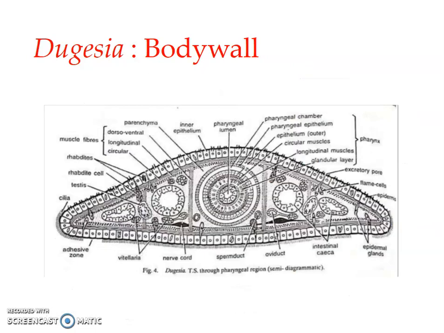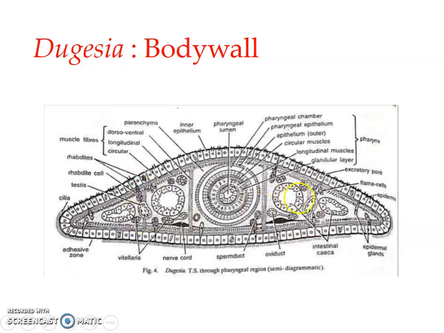As part of your practical syllabus, you are supposed to draw this diagram. You have to learn the parts that are found when a cross section of Dugesia is taken along the pharyngeal region. So you have to draw it and learn the diagram. This is actually the alimentary canal, and on either side you can see the muscle fibers extending between the dorsal and the ventral body wall.